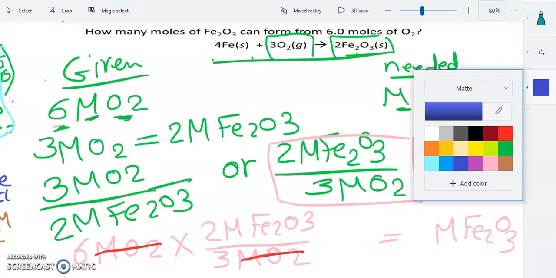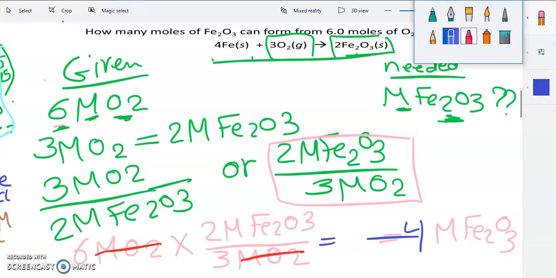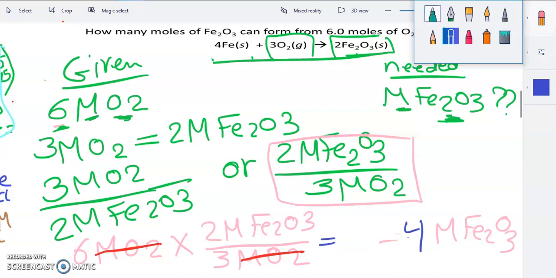It will be, and you check first the unit. Is this the last thing you need from the needed? Yes, it is. Then the last, you do your calculation, and your calculation will give you 4 moles of Fe2O3. So this is how to use the mole-to-mole ratio.